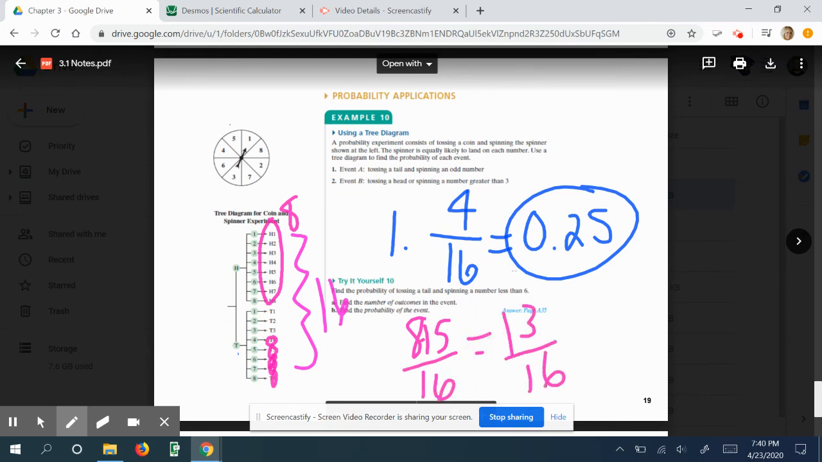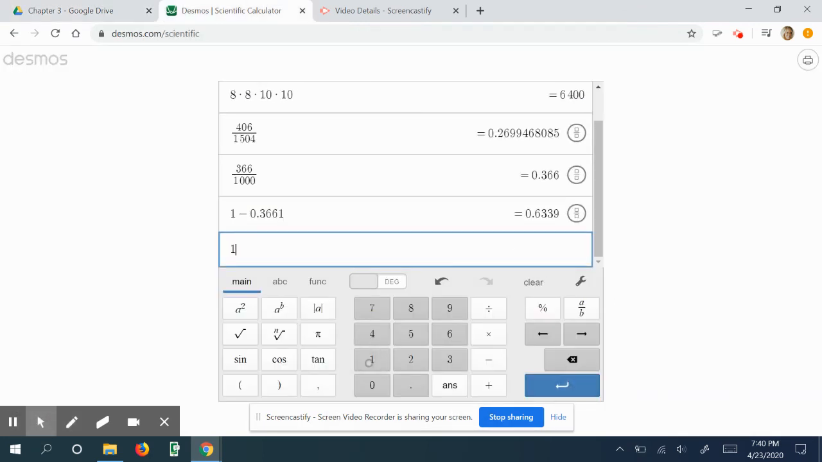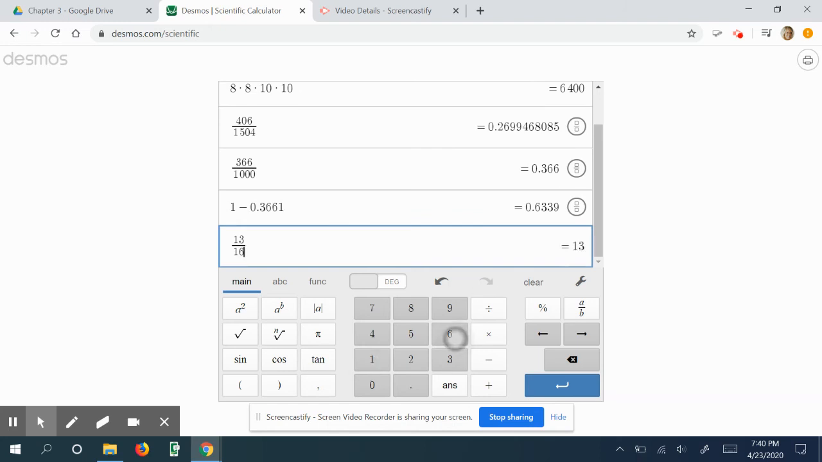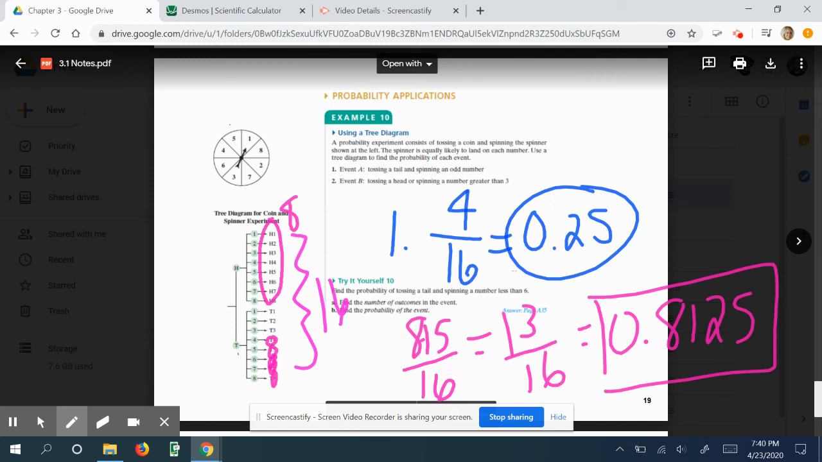Now I don't know what that is off the top of my head. So I go to my calculator and I do 13 divided by 16 is 0.8125. Okay, so there's the probability of tossing a heads or spinning a number greater than 3. Okay, here is a couple guided practice problems. You can use the same tree diagram right here to answer those questions now.